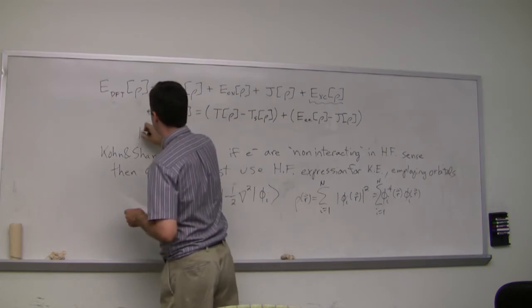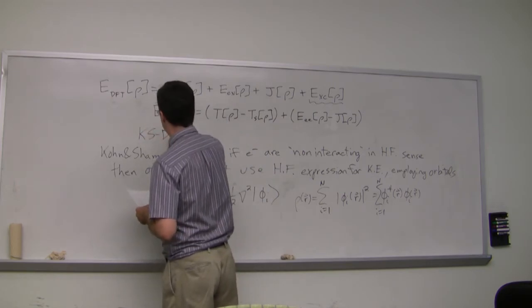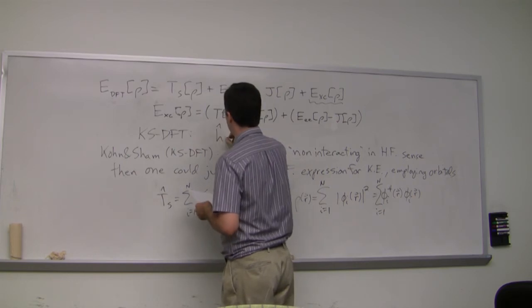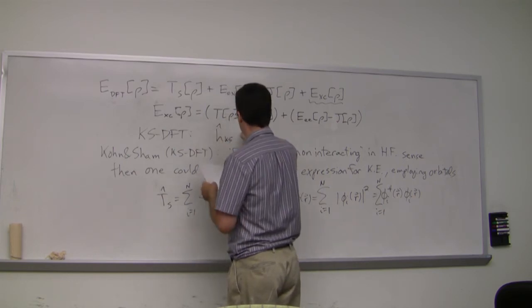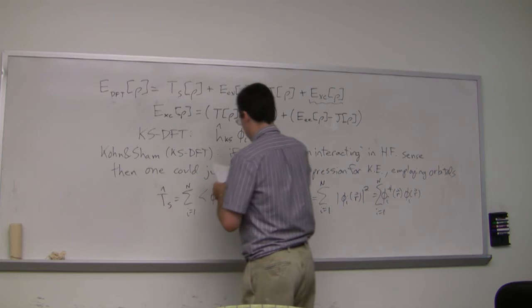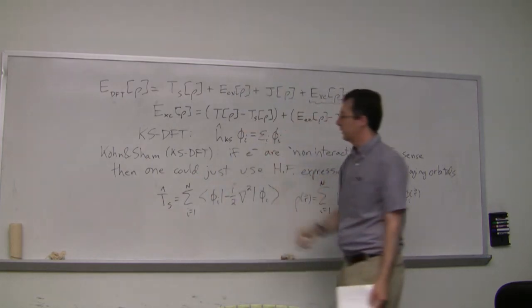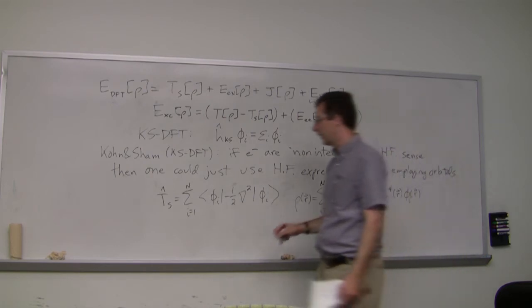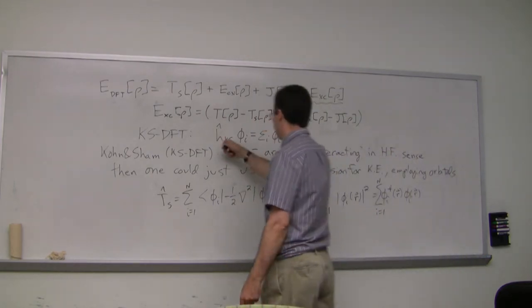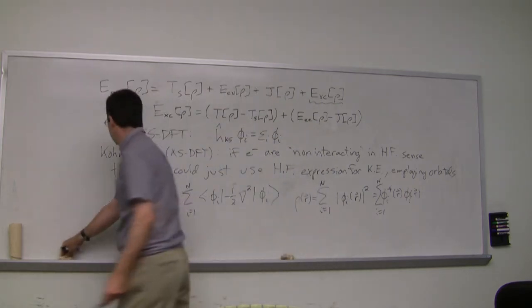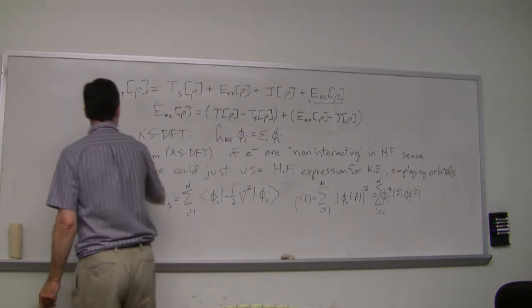So the Kohn-Sham DFT equations look like the Hartree-Fock equations. There's a Kohn-Sham one electron operator that acts on orbital i to give you orbital i back times some orbital energy. So in that sense, it looks like Hartree-Fock, except now instead of a Fock operator, I've got this Kohn-Sham one electron operator. All right, what is this Kohn-Sham one electron operator?